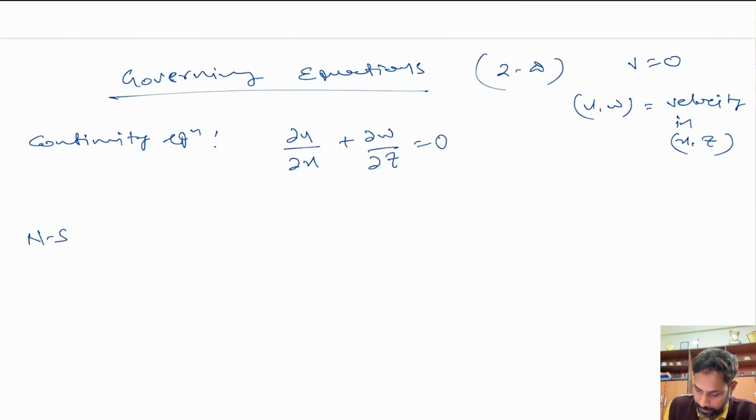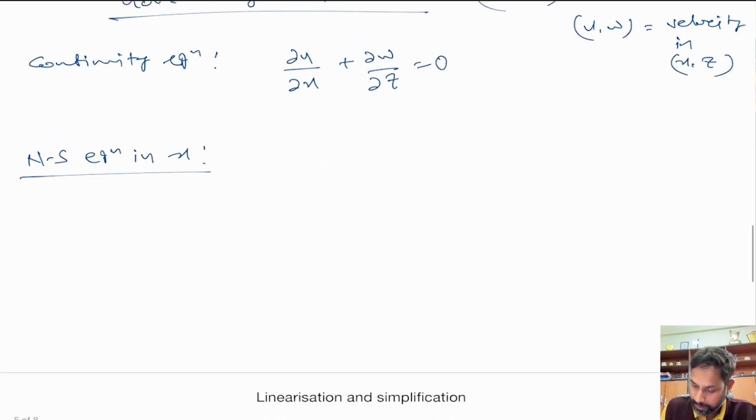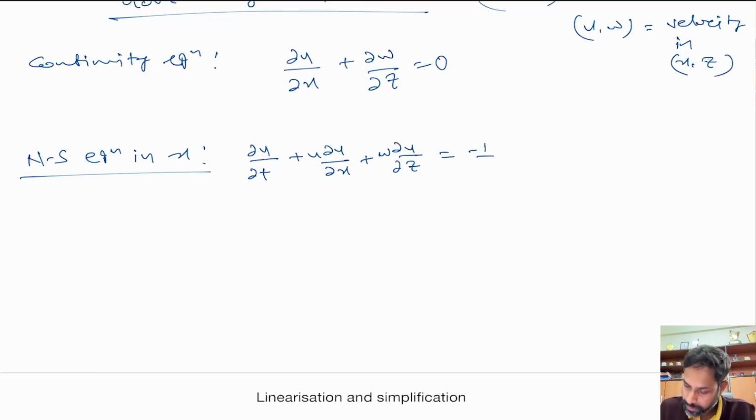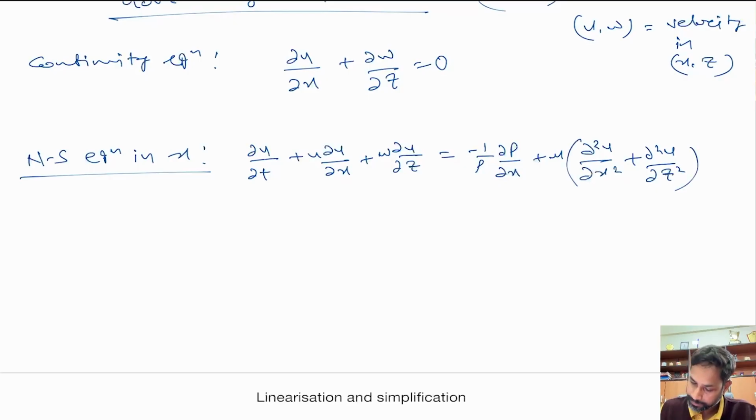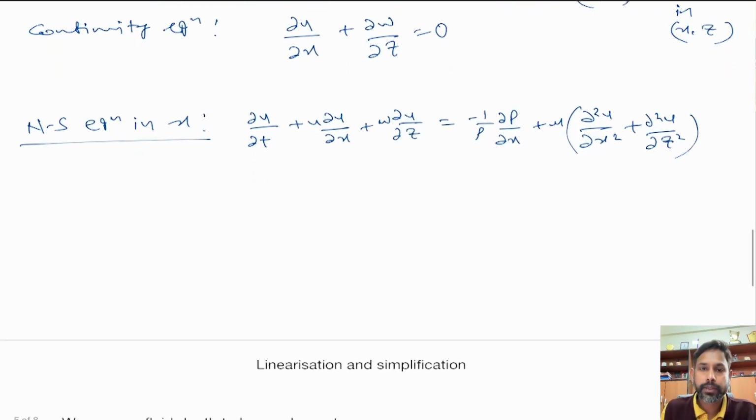Okay, and then we have the Navier-Stokes equation in x that we can write as du/dt plus u du/dx plus w du/dz is equal to minus 1 by rho dp/dx plus mu times d²u/dx² plus d²u/dz². Okay, that is the equation we have.